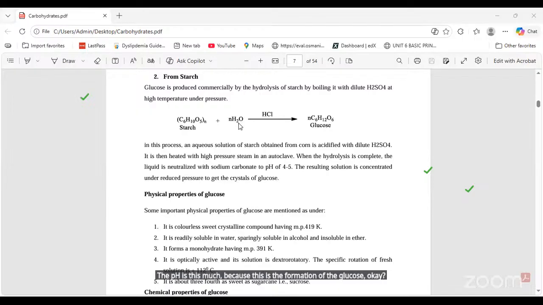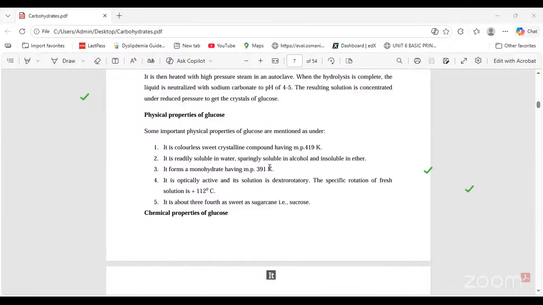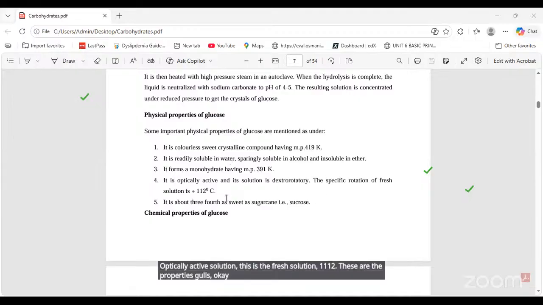Okay, this is understood, I think. Next, what are the physical properties of glucose? Physical properties: it is a colorless, sweet, crystalline compound, the first one. It is readily soluble in water, sparingly soluble in alcohol, insoluble in ether. It forms a monohydrate. It is optically active. These are the physical properties, girls. It is about three-fourths as sweet as cane sugar, which is called sucrose.